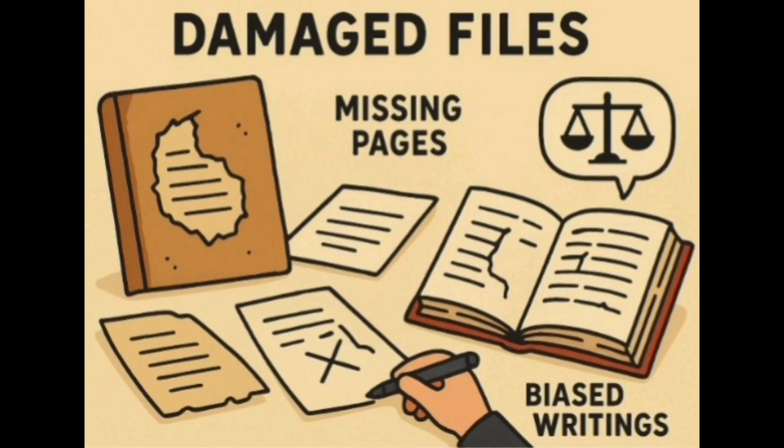Not all records are perfect. Some are lost, destroyed, or incomplete. Many official reports written by British officers were biased. They described events from the British point of view. So historians must compare many sources before coming to a conclusion.